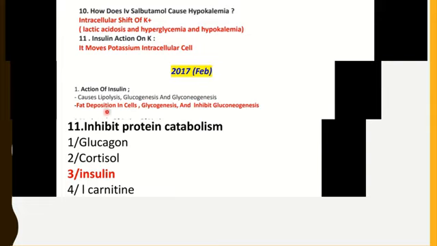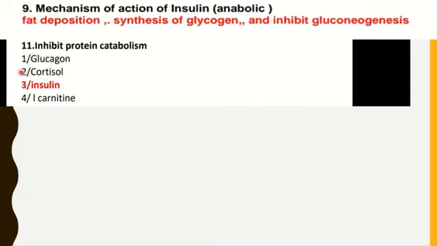We know that it increases fat deposition in cells, that is, it causes adipogenesis. In the second slide I showed you, it causes glycogenesis and inhibits gluconeogenesis. Which hormone inhibits protein catabolism? It is a friend of protein. Which one is insulin? We have similar questions here. Mechanism of action of insulin. What is the anabolic mechanism? They have given fat deposition, synthesis of glycogen, and inhibition of gluconeogenesis. These are all repeat questions that they have given.